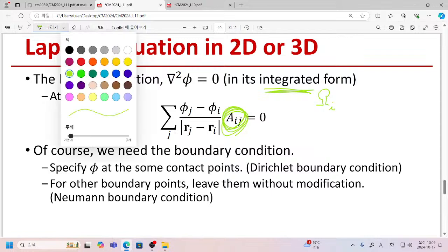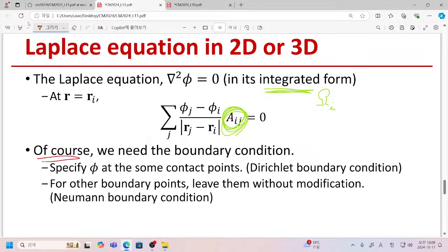Of course, my final comment is that we need a boundary condition. Previously, in 1D, we had two boundaries, so we had to specify values at each. Then how about our 2D case?